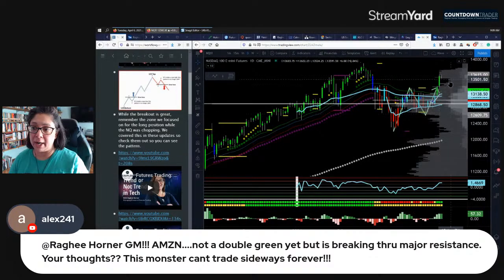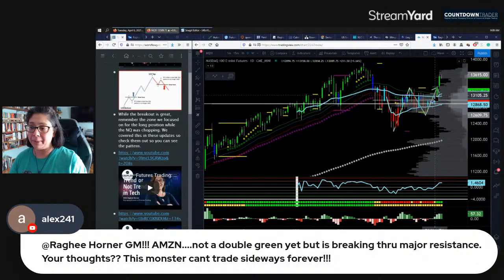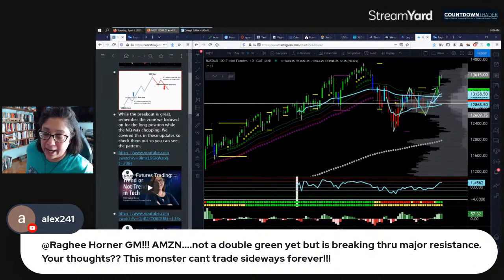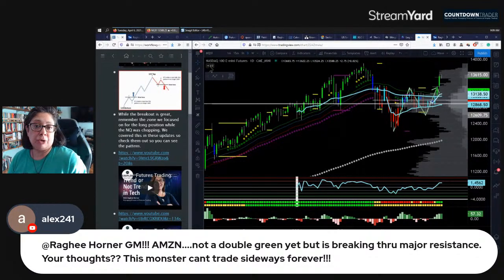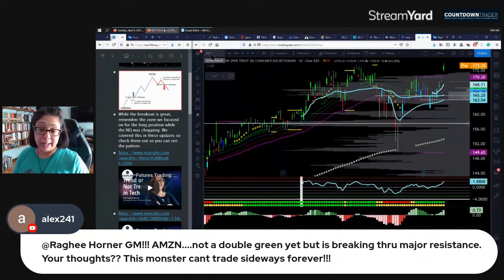So very similar, right? I mean, this looks a lot like Amazon. The problem with Amazon is, see how clear a trend we had preceding the chop? This is an easy 1, 2, 3 continuation, right? Okay, so thanks for the question. Yeah, that monster can't trade sideways forever. Very true. I mean, if you want to look at where there's going to be a lot of impact from Amazon, take a look at XLY for sure.